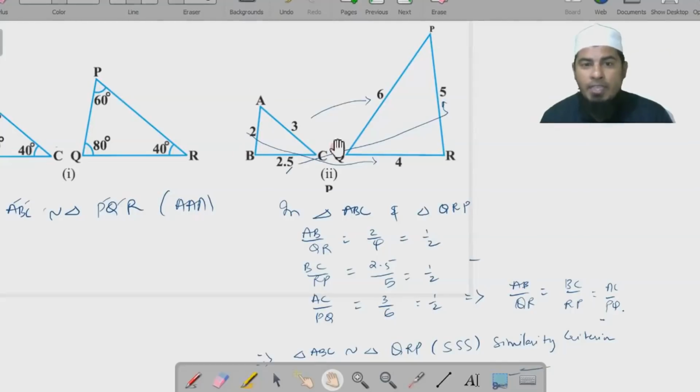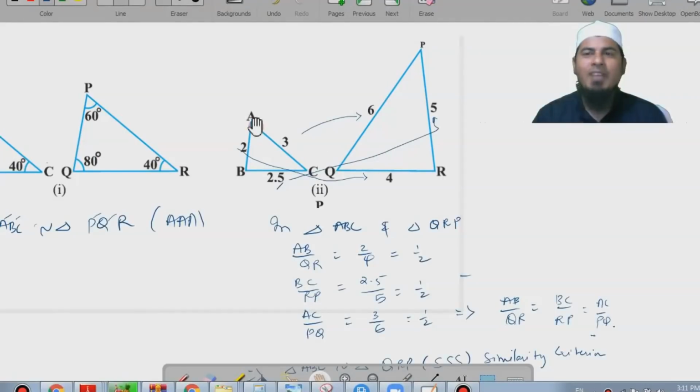If I am taking ABC, as we are moving from the 2 centimeter side to the 2.5 centimeter side, its corresponding sides in this triangle will be 4 and 5. So we have to go from 4 to 5, because the proportional side of 2 is 4 and of 2.5 is 5, so we have to move in this way, QRP. So triangle ABC is similar to triangle QRP will be the answer. Let us take the next one.